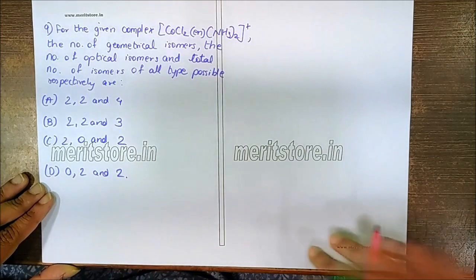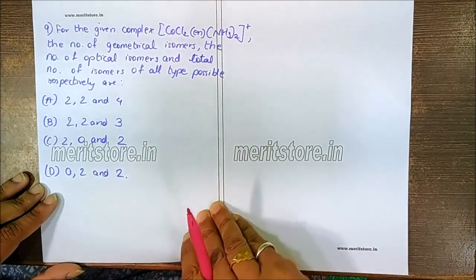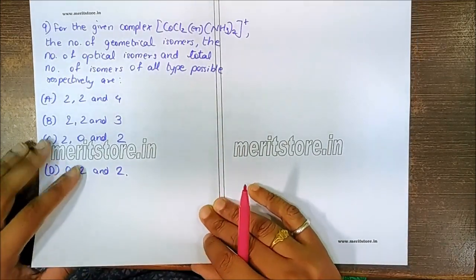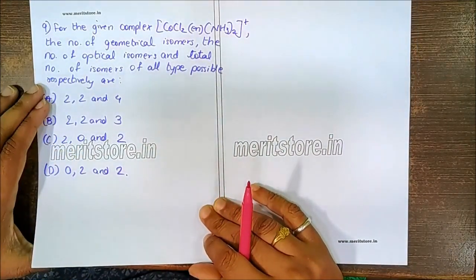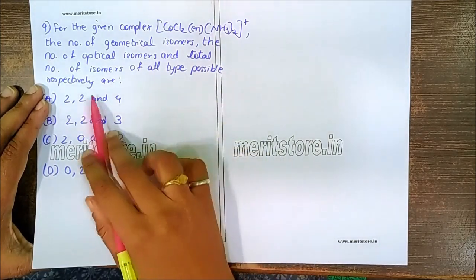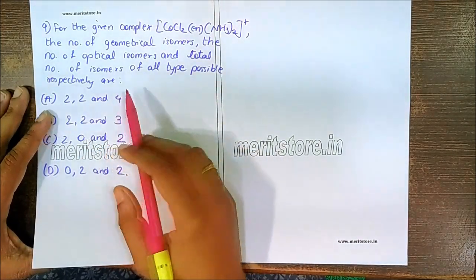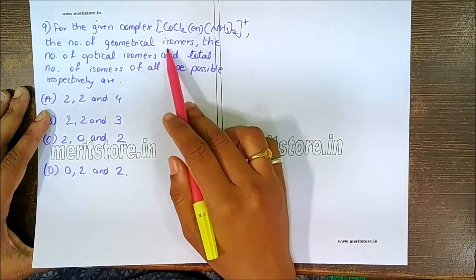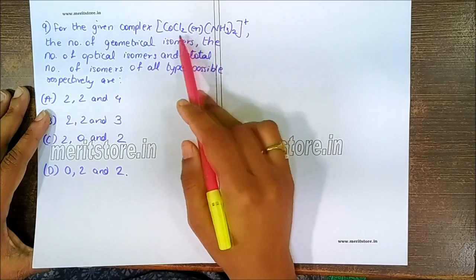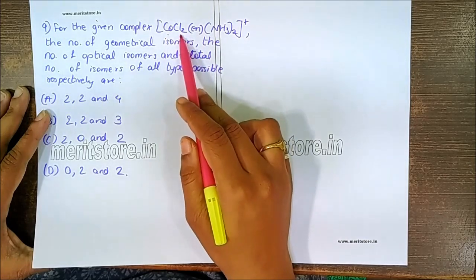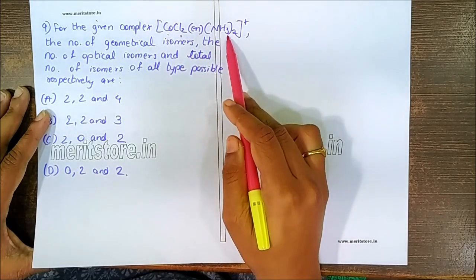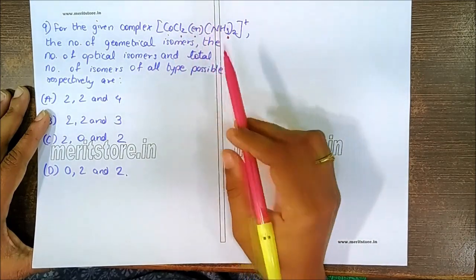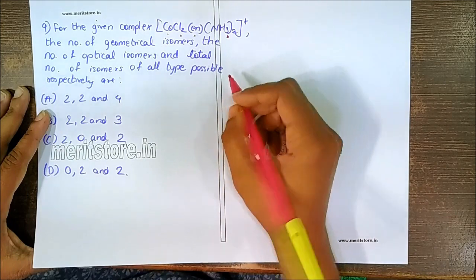For the given complex, that is [Co(Cl)2(en)(NH3)2], the number of geometrical isomers, number of optical isomers, and the total number of isomers of all the types possible we have to find. Now in this case, if I talk about geometrical isomers, that is of cis and trans type, in this case we have cobalt attached to twice chlorine and twice ammonia, and that is en. In this case we can have 2 geometrical isomers, cis and trans.